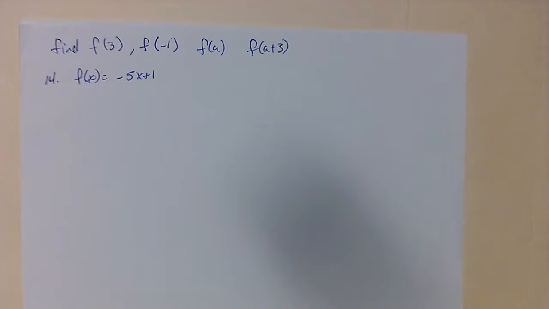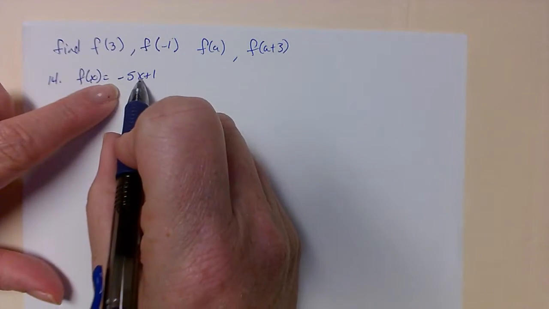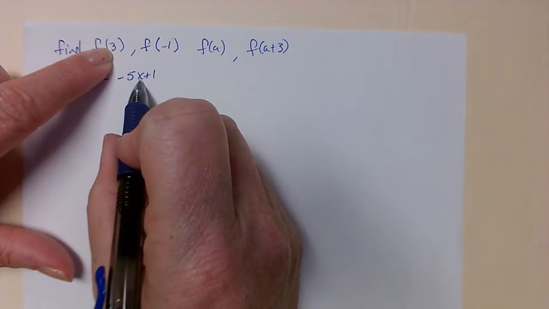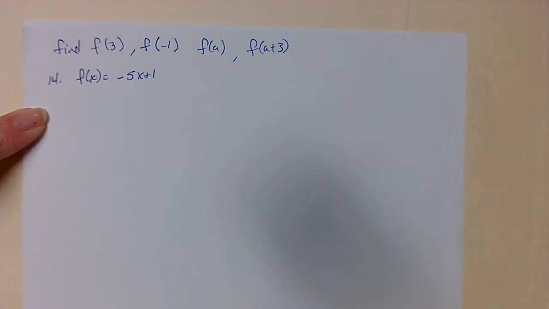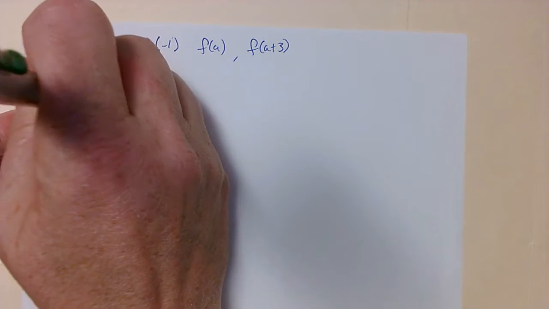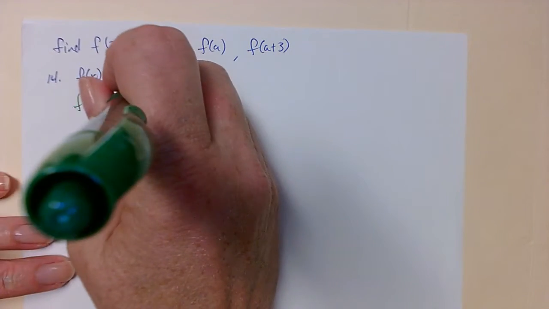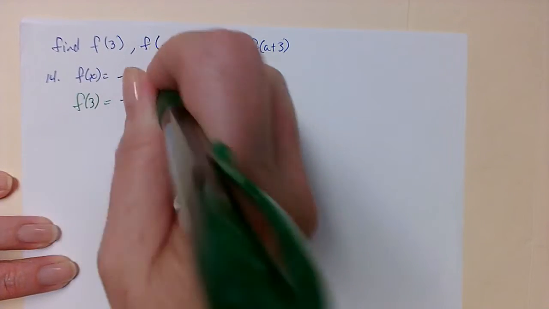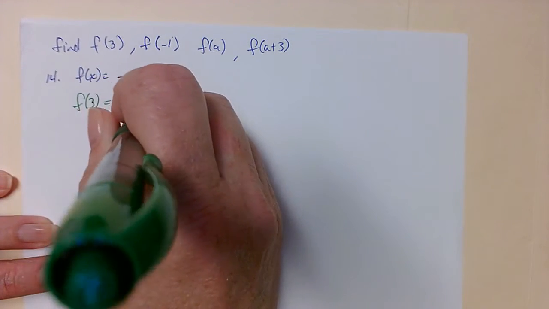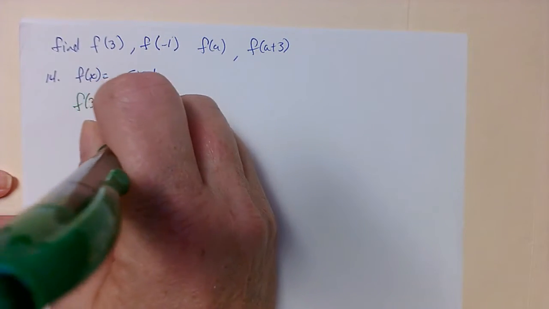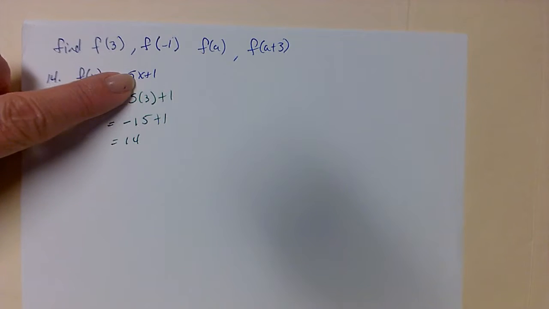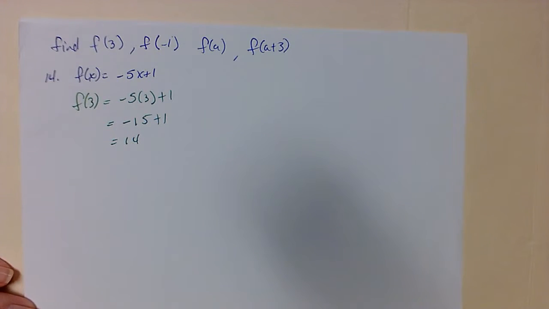So in this example, we are looking at finding f at 3, f at negative 1, and f of a. And then we're going to find f of a plus h. So all we need to do is plug in these values wherever we find x. So to find f at 3, this will be negative 5 times 3 plus 1. This will equal negative 15 plus 1, which will equal 14. So all we did was plug in 3 wherever the x was, and then we did our math.